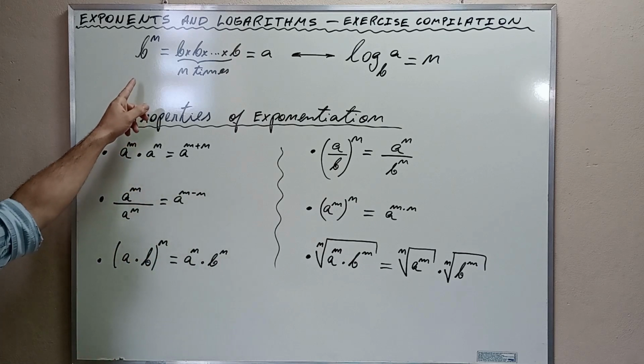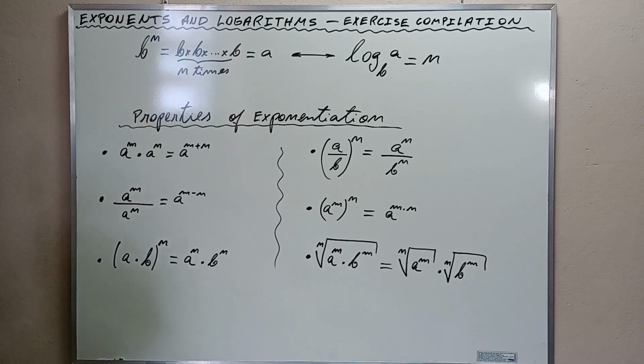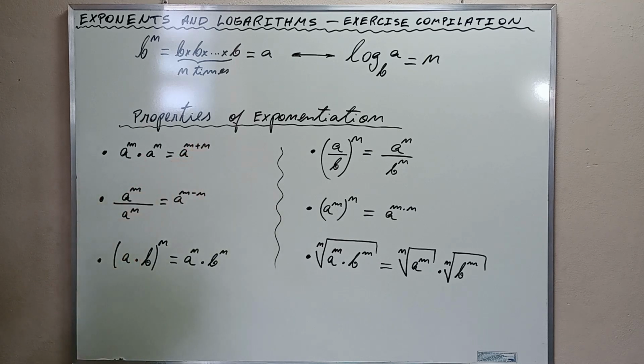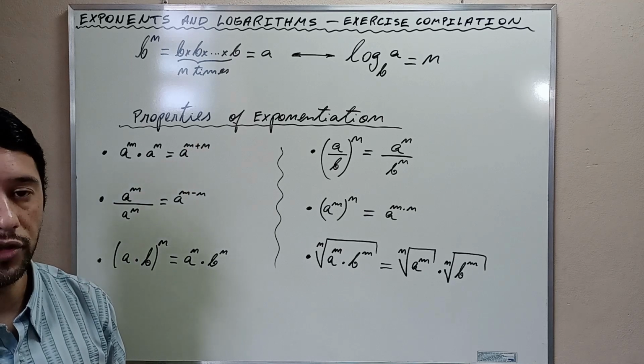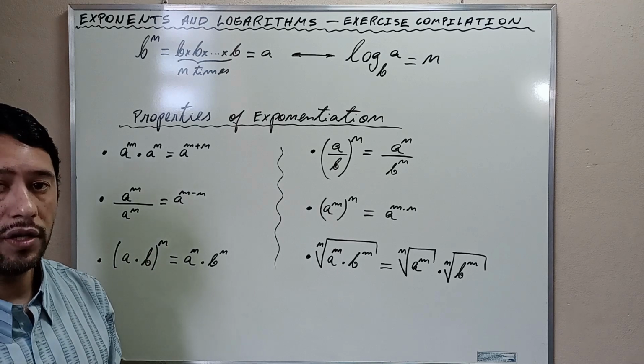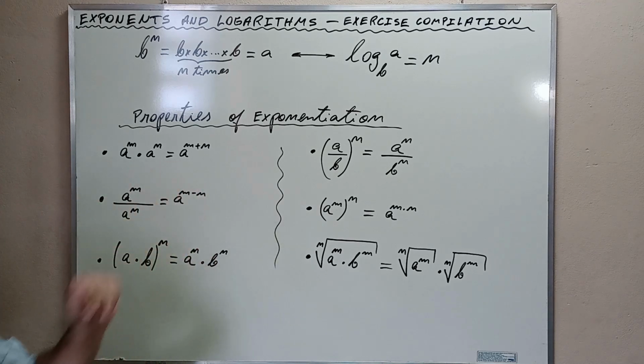It is pronounced b raised to the nth power is equal to a, or b to the nth is equal to a for exponentiation. And for the logarithm, it reads the logarithm base b of a is equal to n, or the logarithm of a base b is equal to n.